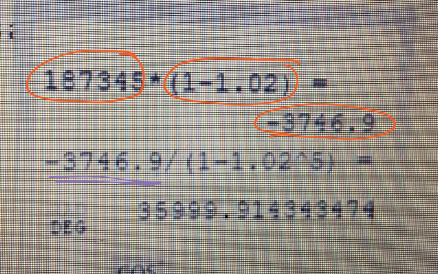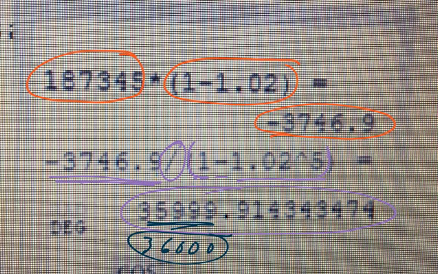I took our weird answer there. I divided by parentheses 1 minus 1.02 to the 5 power. And I got this answer. Now, guys, they said round off to the nearest thousand. So isn't this right here just simply 36,000? And that's what I would type in to get the credit.